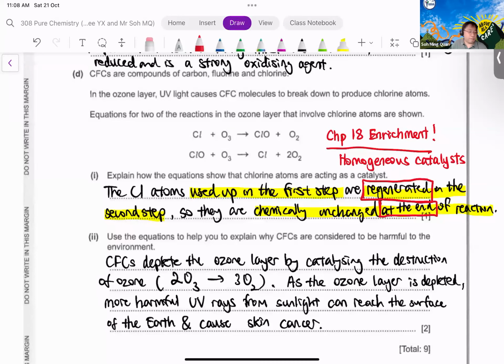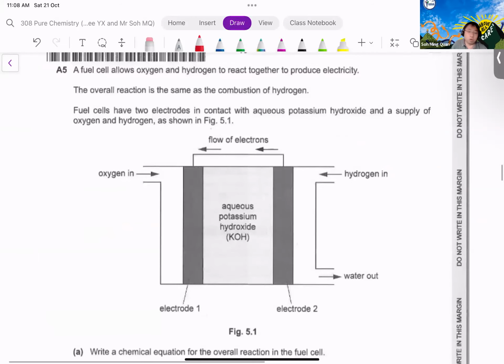Okay, moving on to question 5. Now, question 5 is not difficult. I think most of you know fuel cell. Now, a fuel cell's overall equation is the same as the combustion of hydrogen. Now, this is really, really crucial. All right. The fuel cell's overall equation should be the same as the combustion of hydrogen.